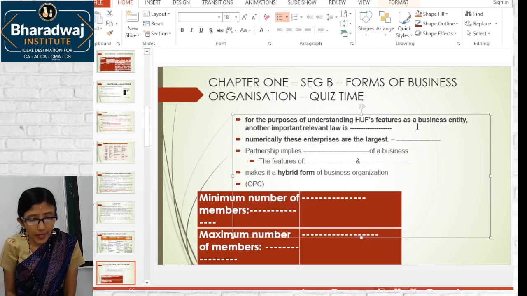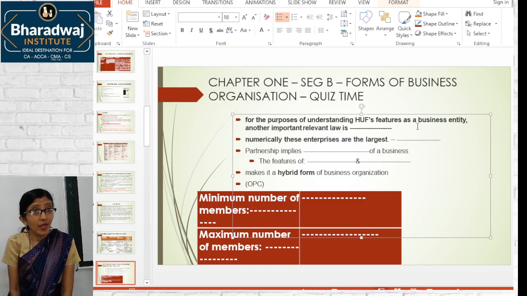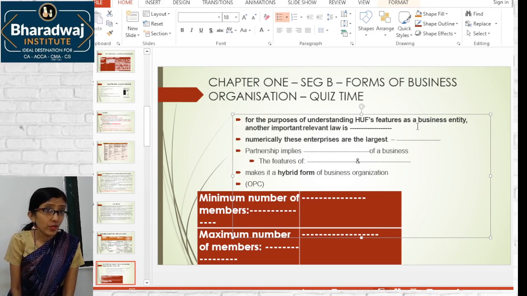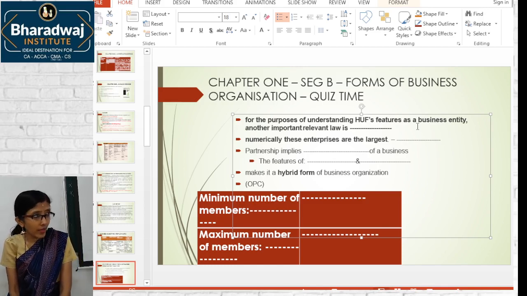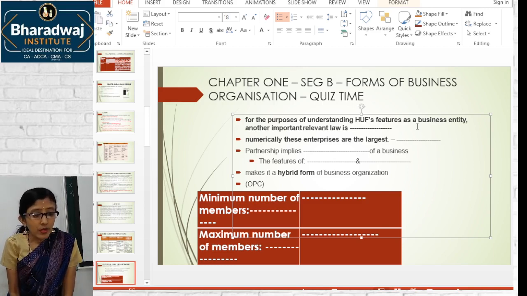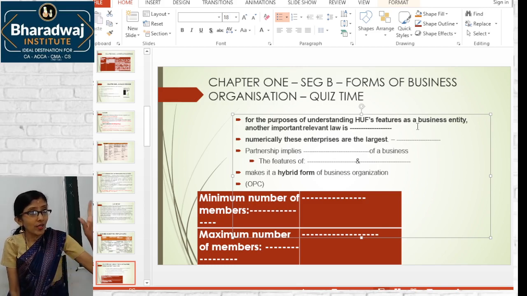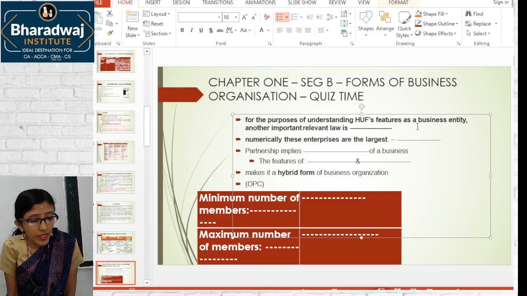For the purpose of understanding Hindu undivided family's features as a business entity, another important relevant law is dash. Second one, numerically, these enterprises are the largest. And in fact, the Indian data also confirms this. Third one, partnership implies dash of a business. Then the features of dash and dash, you will have two features, make it a hybrid form of business organization.